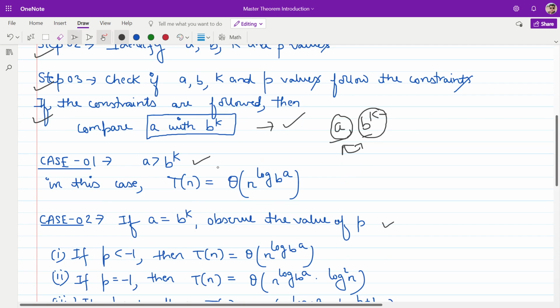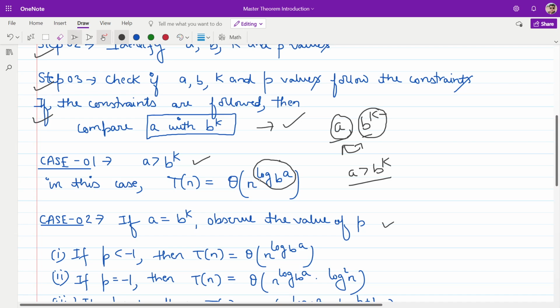Your problem is in case 1 when the value of a is greater than b raised to the power k. Once you notice that the value of a is greater than b raised to the power k, you say that the problem belongs to case 1. And in this case, the time complexity assumes a very simple form, that is theta of n raised to the power log a base b. You already have the values for a and b, so you can compute this quantity. This quantity can always be computed because a and b are known to you. Now you simply have to put the complexity in this form.